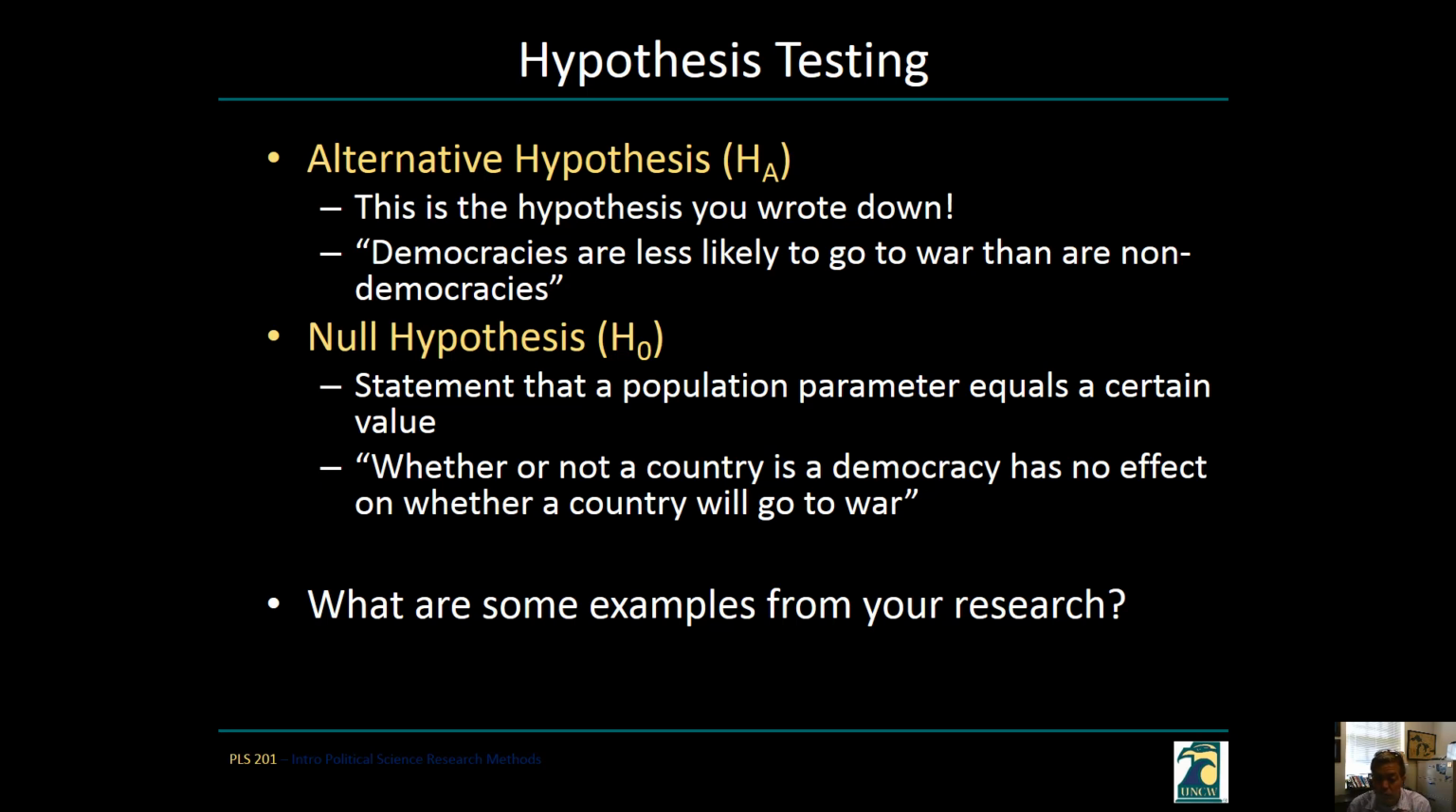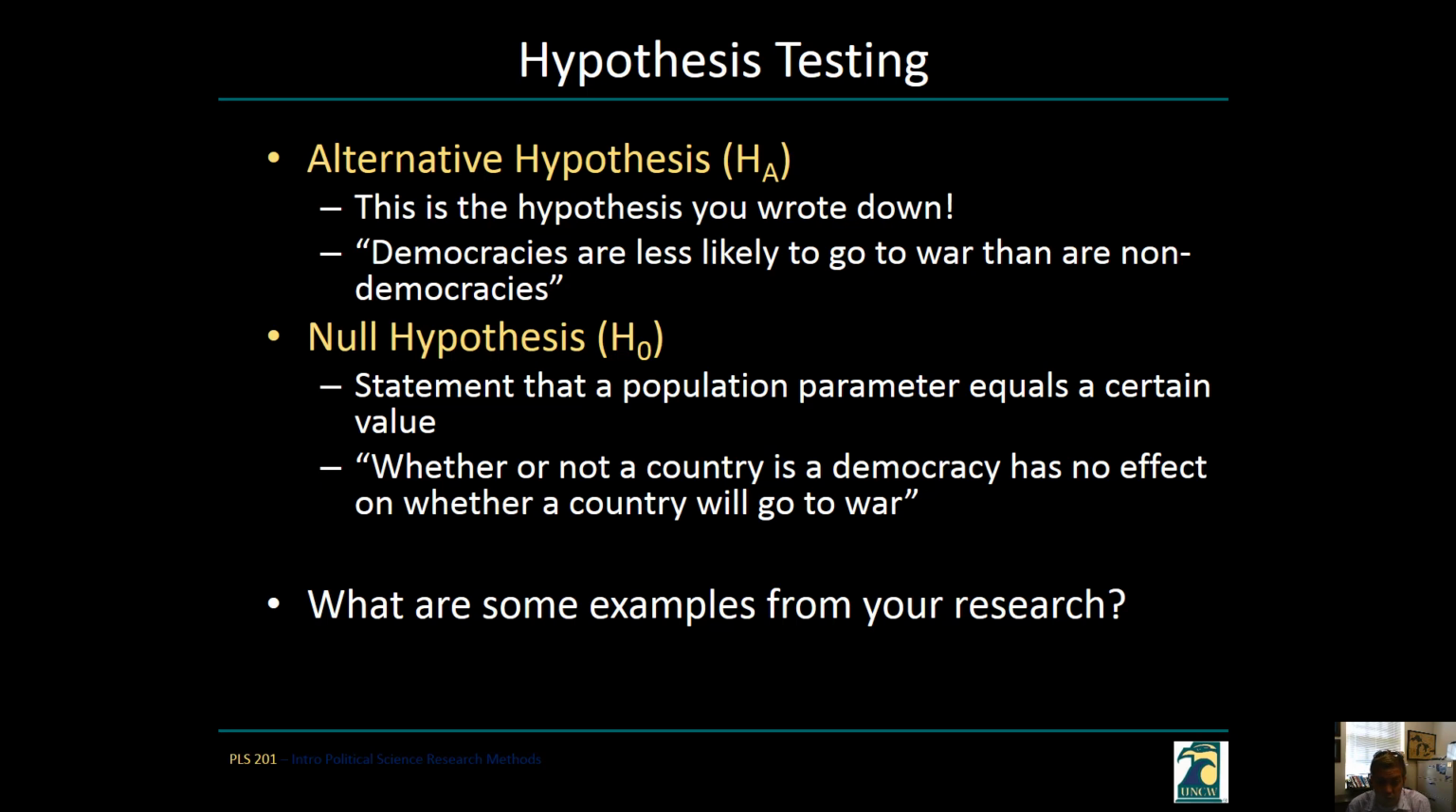Now for every alternative hypothesis, there is a corresponding null hypothesis, or H sub 0. Essentially, the null hypothesis is the opposite or the complement of your alternative hypothesis. So note the subtlety here. You hypothesize democracies are less likely to go to war with one another. The corresponding null hypothesis is whether or not a country is a democracy has no effect on whether or not a country will go to war. So you think that there is a relationship here. Democracy, less likely to go to war. That's your alternative hypothesis. The null hypothesis is that there is no relationship, hence the term null hypothesis.